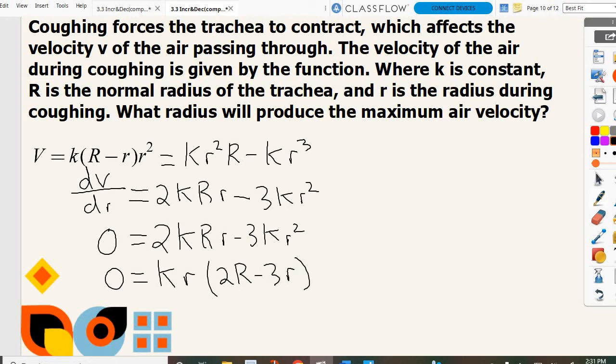And then we would set both of those equal to 0. So my first one is just going to give me r equals 0, because I would divide by k at that point. Then on my second one, I would get 2 big R minus 3 little r equals 0, right? So I would subtract a 2r, divide by a negative 3, so I get 2r divided by 3.